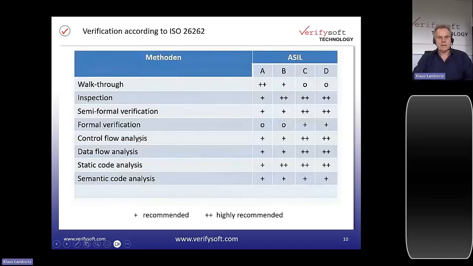You see here already that control flow analysis and data flow analysis are highly recommended from the level ASIL-C. D is the highest level, this is the highest safety level. So this is already requested from ASIL-C. Static code analysis is highly recommended already for level B, and it is recommended for ASIL-A. That means you have to do it.